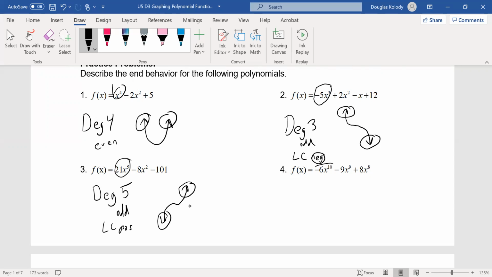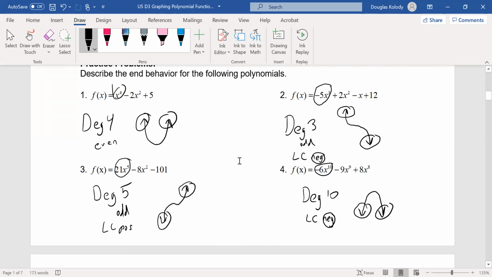Last but not least, the degree of this polynomial is 10. The lead coefficient is negative, which means I have a frowning parabola shape. It's even, so it's parabolically shaped, and it's negative at the lead coefficient. So I'm going to start down and end down. That's how you could tell. Some of these polynomials look pretty difficult, but if you just break down the end behavior, at least you know where you're going to start and where you're going to end the graph.